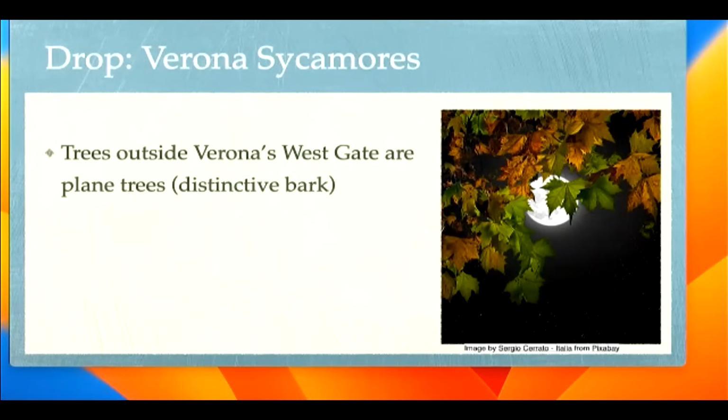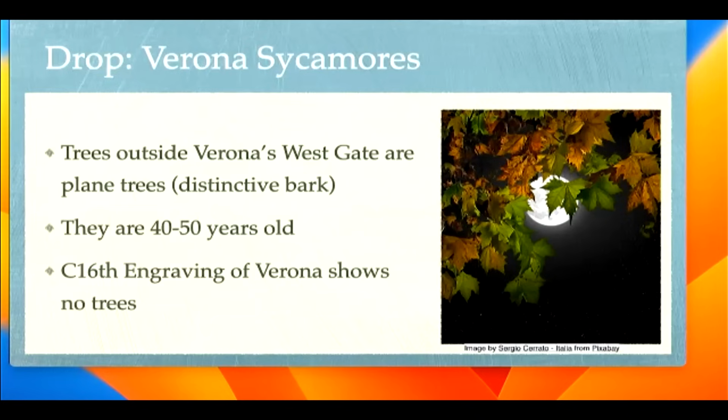The trees outside Verona's West Gate are not sycamores. They're plane trees. They have a distinctive bark. Okay, the leaves look similar, but they're plane trees. They were planted 40 to 50 years ago, in the 1980s. Now, maybe there's always been trees on that site. We don't know. All right, this is not a strong argument. And not only that, a 16th century engraving of Verona shows no trees at all at the West Gate. And this is a city at the time, a principality that has to be defended. It would be stupid to block your line of sight as the enemy come towards the gates. Okay, it's a bad argument. Don't use it.